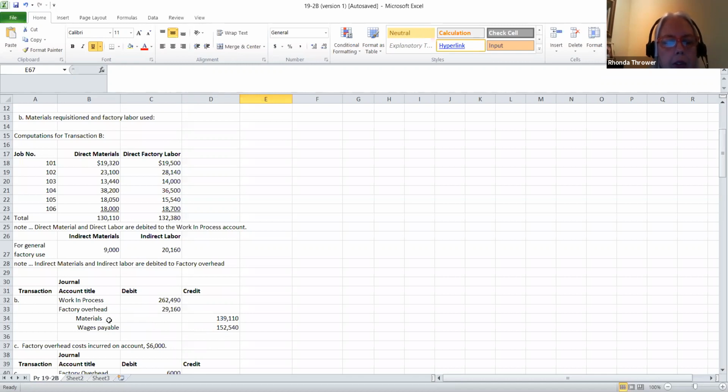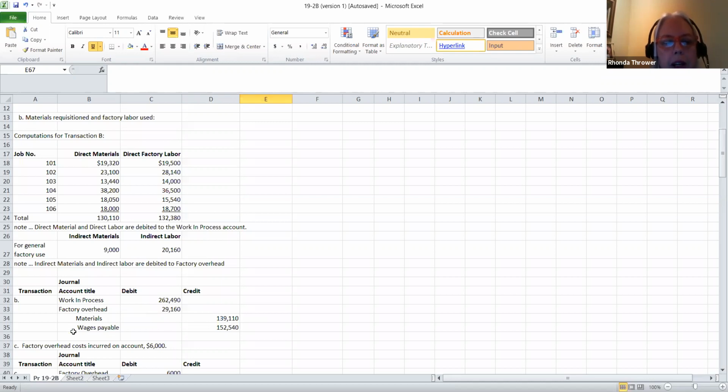Now, our credits to this journal entry would be a credit to the materials account. The materials would be the direct materials plus the indirect materials. So the total of direct materials and indirect materials is going to be credited to the materials account. Remember, materials is an asset account. When we use the materials, we are decreasing the asset account. And to decrease an asset, we would credit.